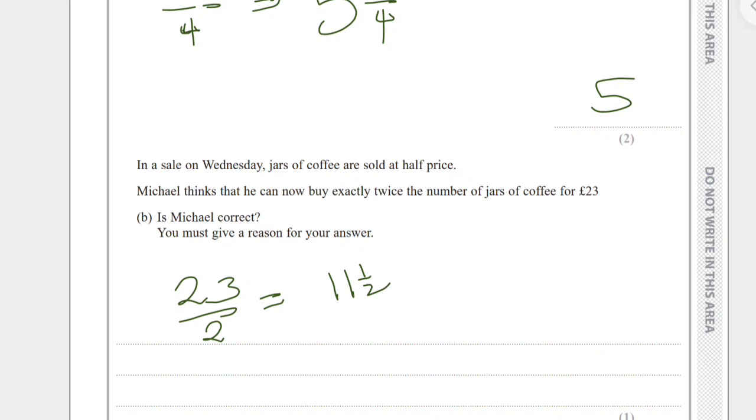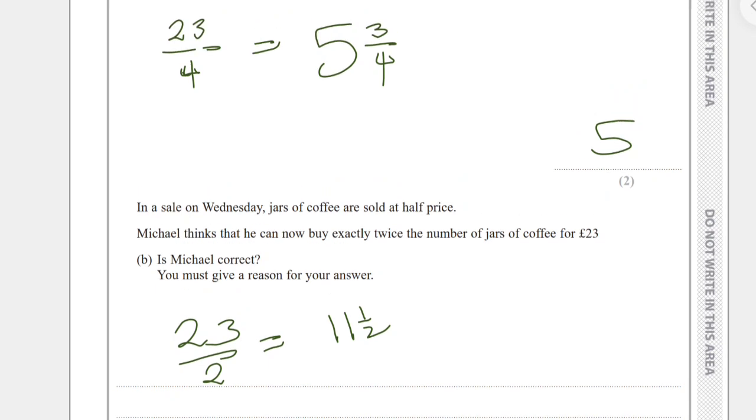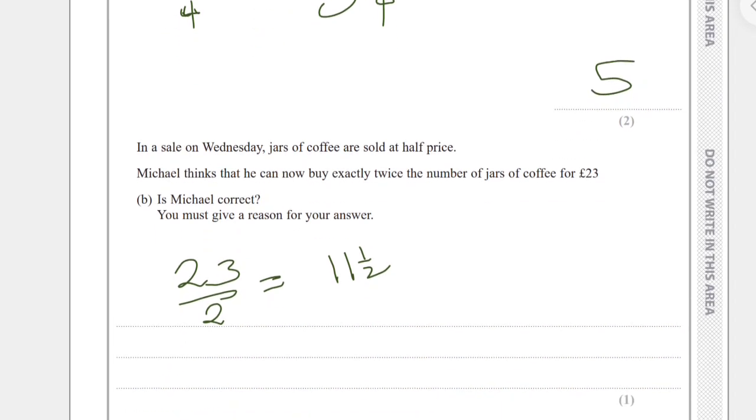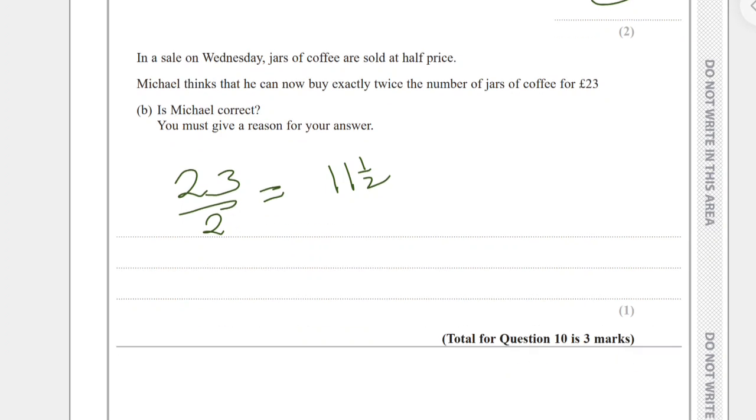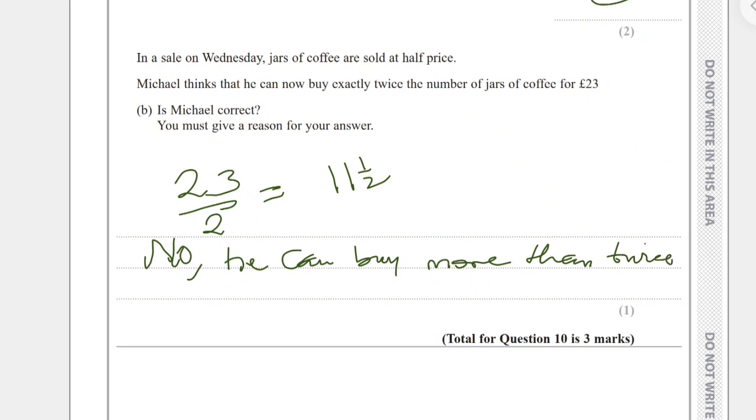In the previous question, he was able to buy just 5 jars. In this case, double of 5 is 10, but here we'll be able to buy 11. So is Michael correct? No. He can buy more than twice the number of jars of coffee.